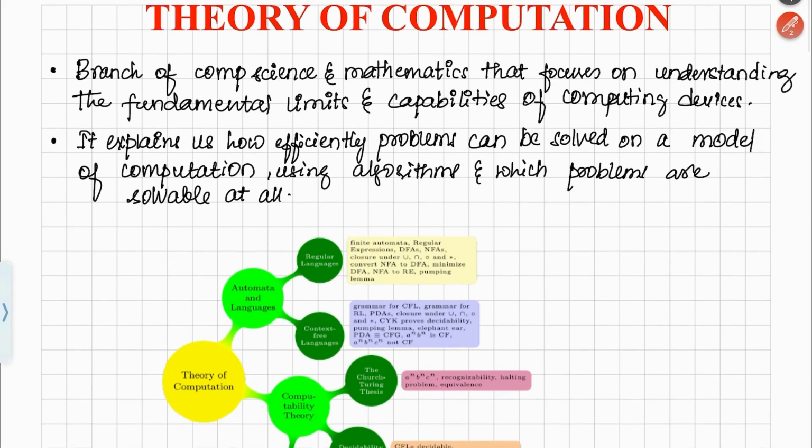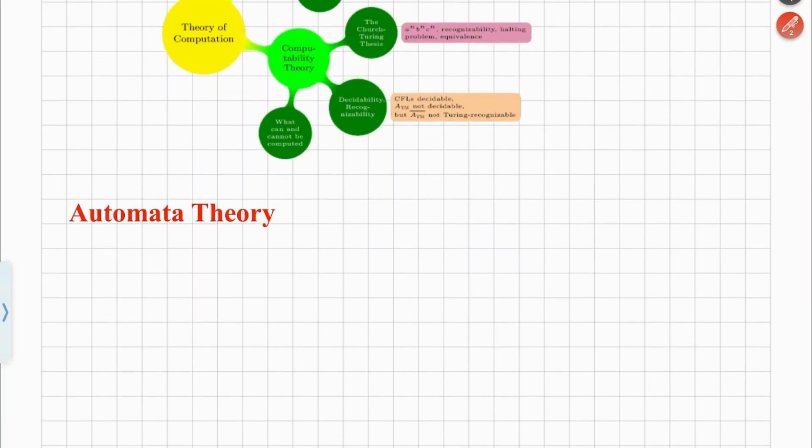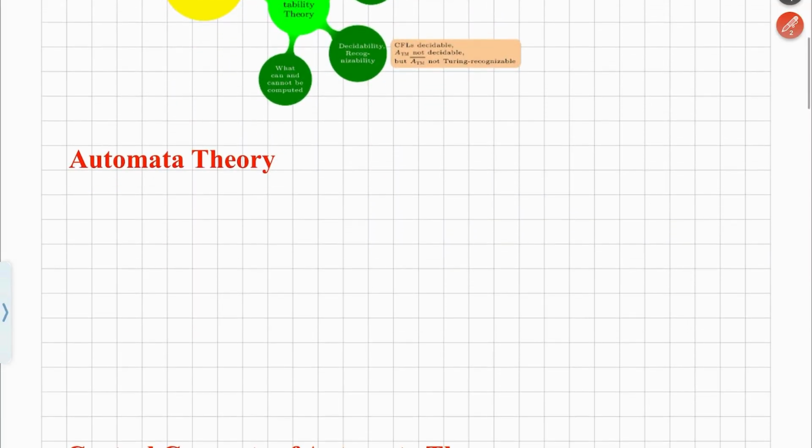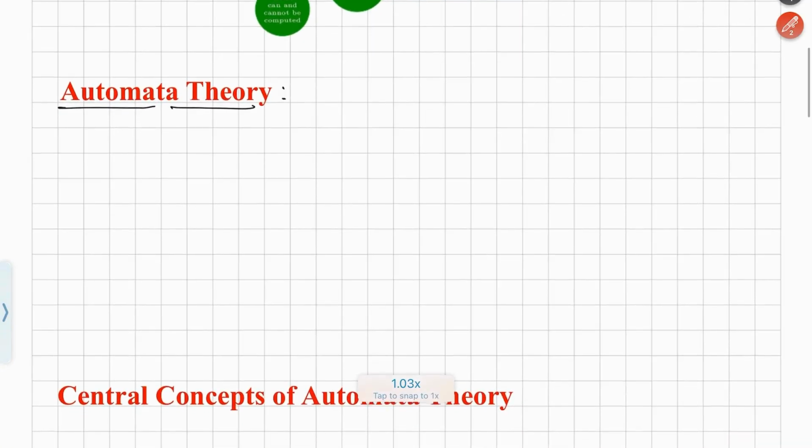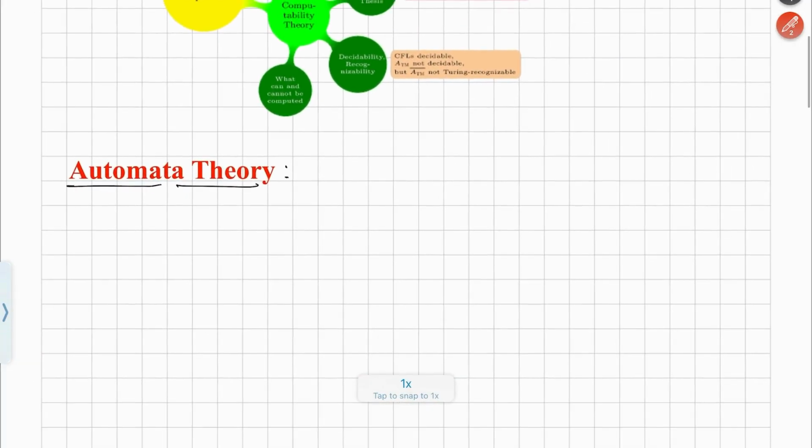So, moving on, now we'll look into the main part, from the exam perspective, the interview perspective or the GATE perspective. We'll study the topics now. The first one we have here is automata theory. Automata theory is the study of abstract models of computation.